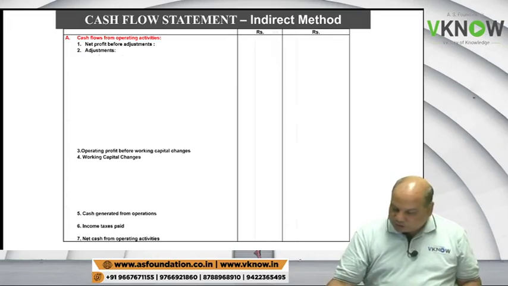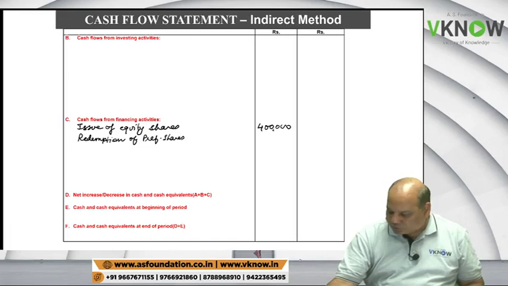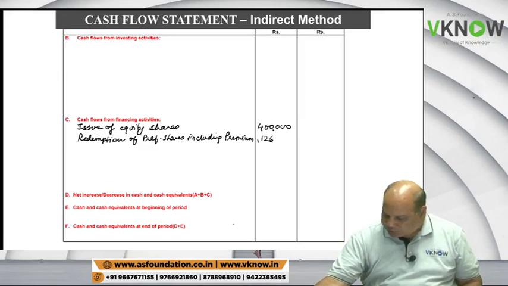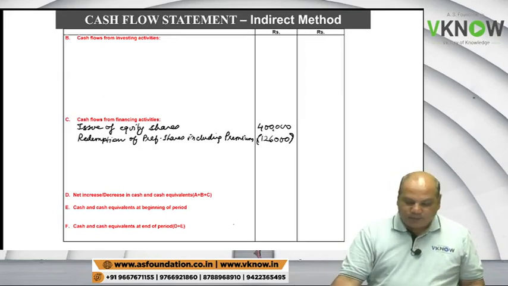Wait, we have to pass payment also. Financing activity. Point number C, financing activity: redemption of preference shares, including premium, in bracket 1,26,000.